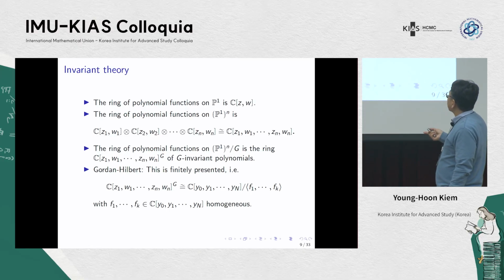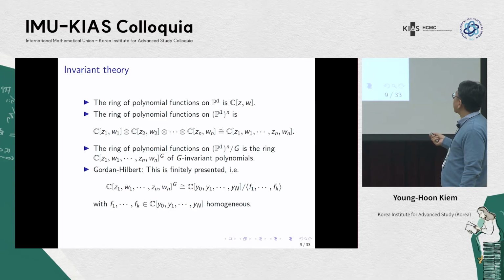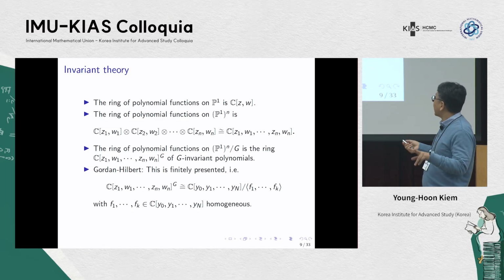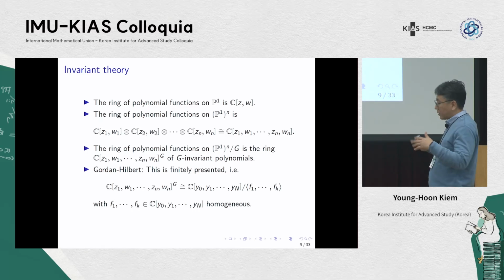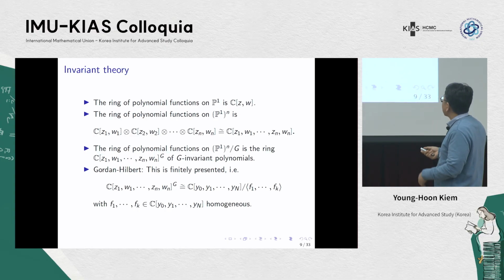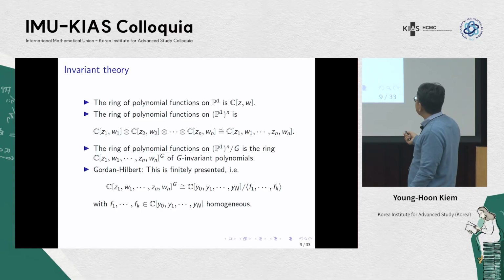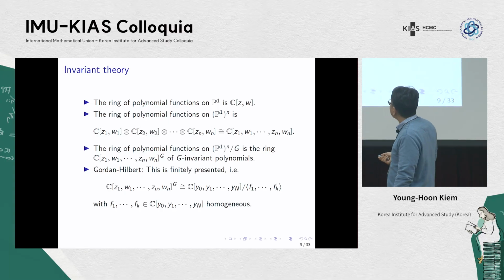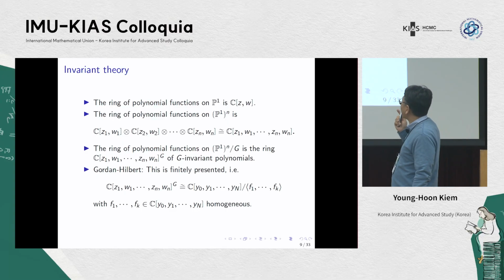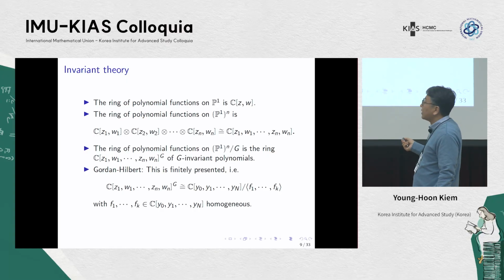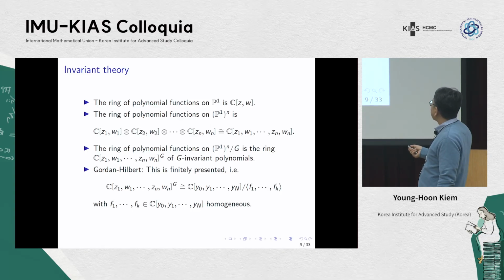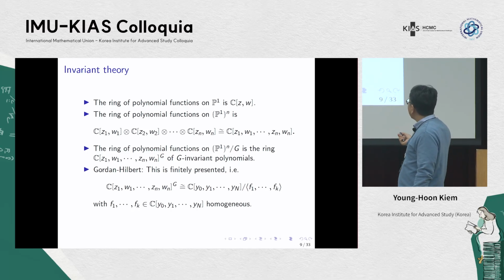So we start with this thing. We think about the ring of polynomial functions on P^1. P^1 has two homogeneous coordinates, Z and W. The ring of polynomial functions on P^1 is the polynomial ring in two variables. It's slightly imprecise, but you can say it's a section ring; let's just say it's a polynomial ring in two variables, because we have two homogeneous coordinates. If you think about (P^1)^n, then the ring of polynomial functions is a tensor product of these rings. Obviously, this is isomorphic to the polynomial ring in 2n variables.